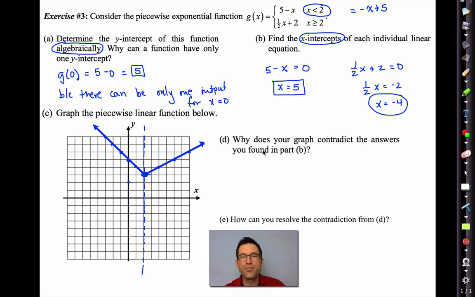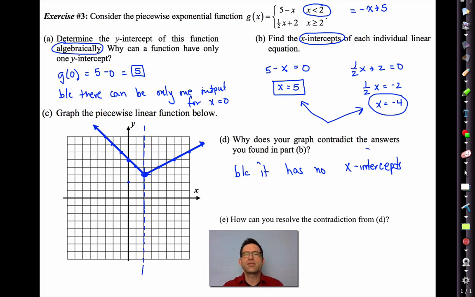But look at D. Why does your graph contradict the answers you found in part B? Well, because it has no x-intercepts. I mean, look at it. It's got no x-intercepts, and yet here they are, solved algebraically.